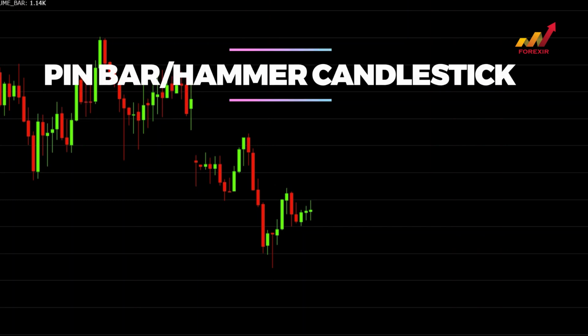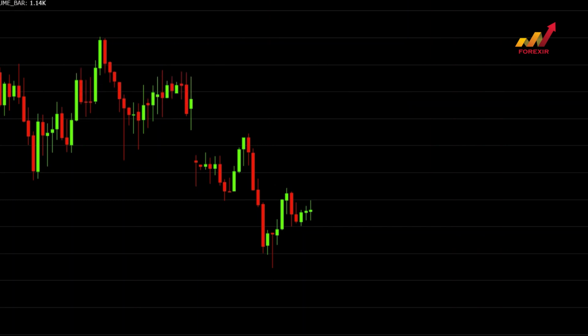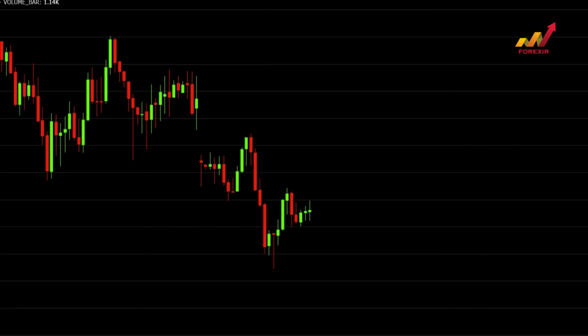Pin bar, hammer candlestick. The pin bar is a single candle pattern which can be found forming across all currencies and all time frames in the market. It falls into the category of price action reversal patterns due to the fact its appearance is supposed to be a signal a reversal is going to occur. Although it must be said that very few pin bars actually cause large reversals to take place in the market. I'll explain why in a minute.